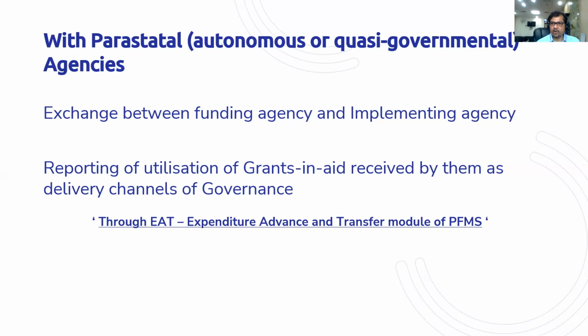Similarly, we have parastatal bodies, thousands of them, and there is a continuous exchange between funding agency and implementing agency. We are the funding agency, they are the implementing agency. Parastatal bodies are autonomous bodies or societies or bodies having different specific legal status. These are the implementation channels or delivery channels of the government. And again, they have to report the utilization of grants given to them to the Ministry of Finance for cash management, and also the expenditure on various benefits they are giving or various service delivery they are giving. Now here there is a gap.